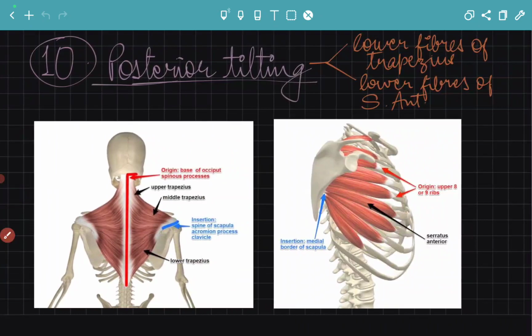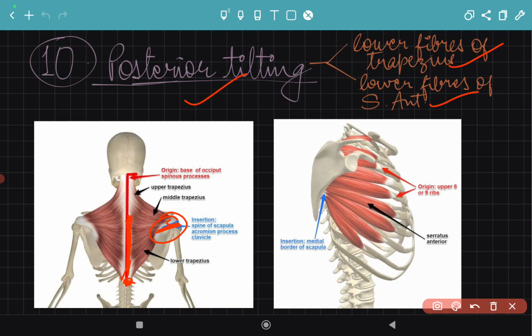Now the last one will be posterior tilting of the scapula, which is done by lower fibers of trapezius and lower fibers of serratus anterior. So the lower fibers of trapezius extend from around T4 till the spinous process of T12, inserting at the spine of scapula and the acromion process. So this attachment over the scapula helps it to do posterior tilting of scapula.